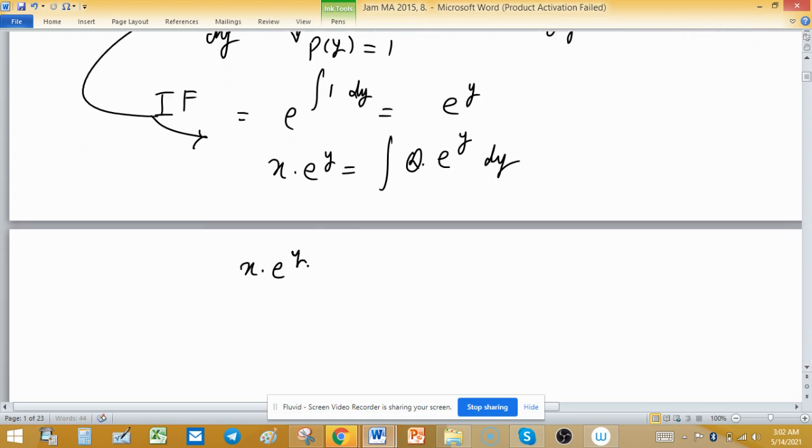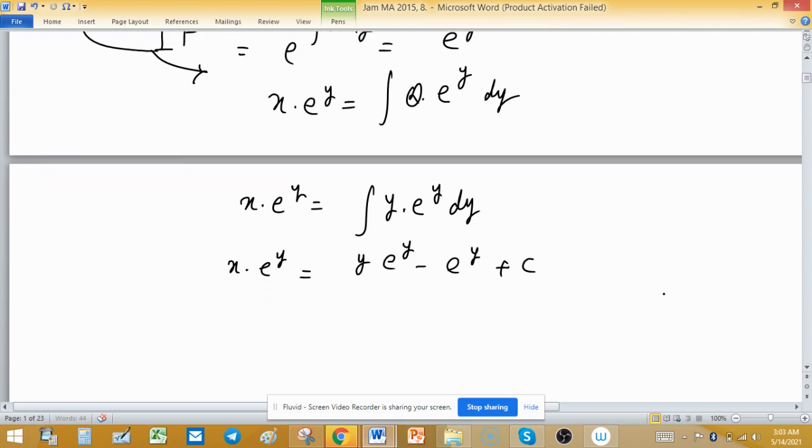So x e raised to the power y equals the integral of y e raised to the power y dy, and now we have to integrate this one by applying integration by parts. The first one stays the same and we integrate the second one, minus the derivative of the first one, which is 1, and the integration of this is again e raised to the power y, plus c. We solve this by integration by parts.